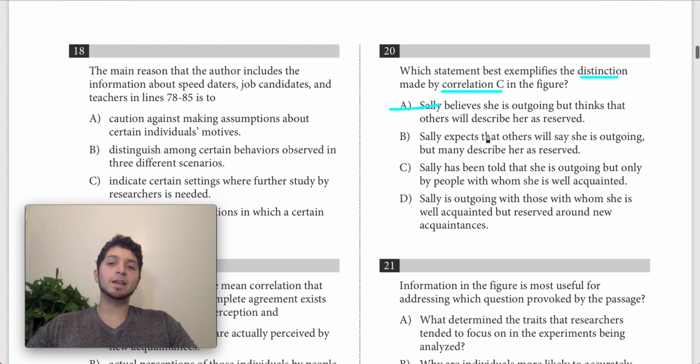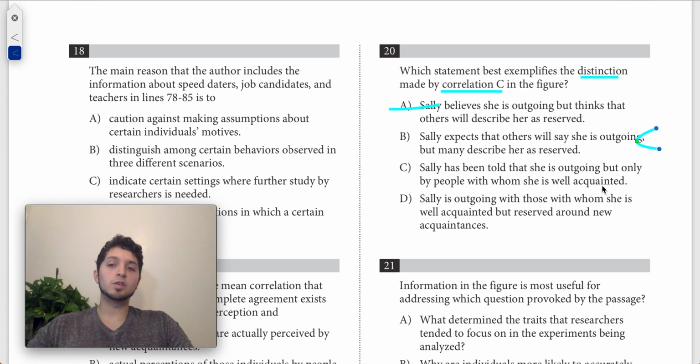So B says Sally expects, right? She predicts that others will say she's outgoing, but many actually describe her as reserved. And this is the distinction we're looking for, right? The distinction between how you predict others are going to view you versus how others actually view you. So I think B is good.